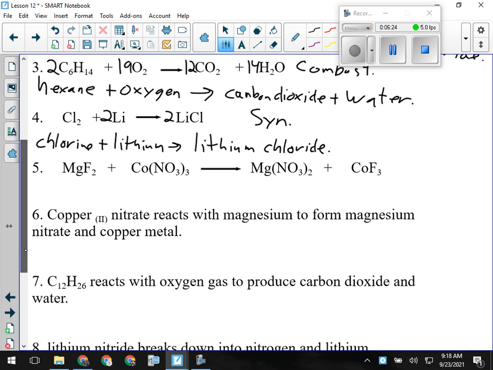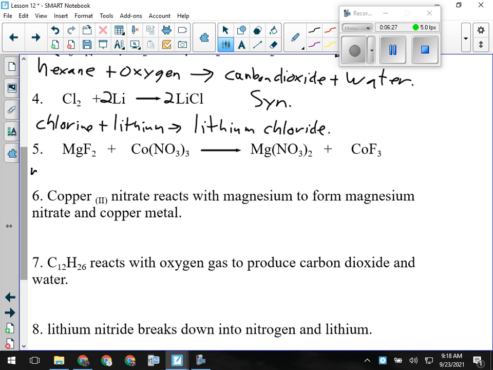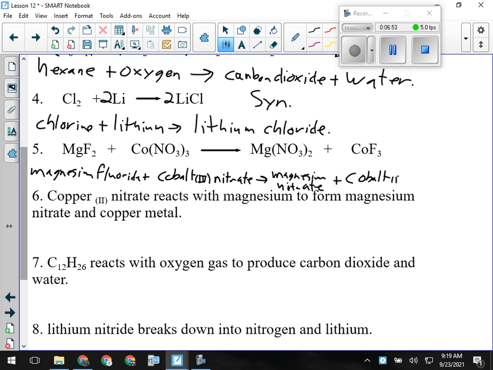And for number 5, I've got magnesium fluoride, which is an ionic compound, reacting with cobalt 3 nitrate, also an ionic compound. That's going to produce magnesium nitrate and cobalt 3 fluoride. Alright, so that's what that should look like in words. What kind of reaction is it? Double replacement. Everything is ionic.